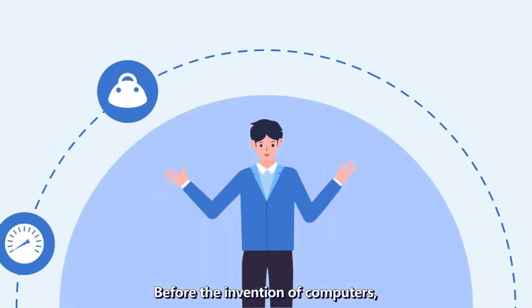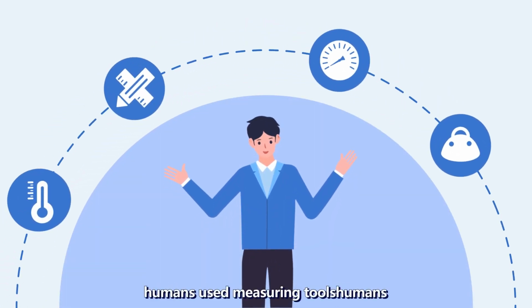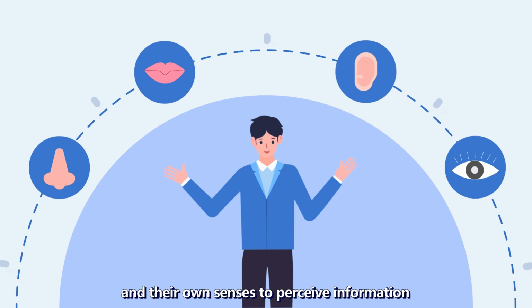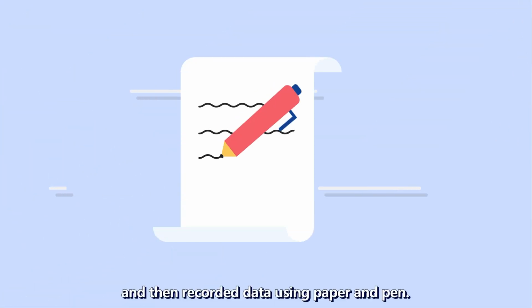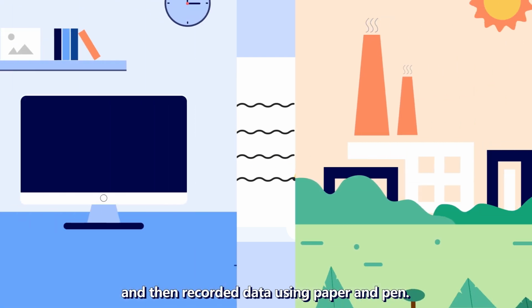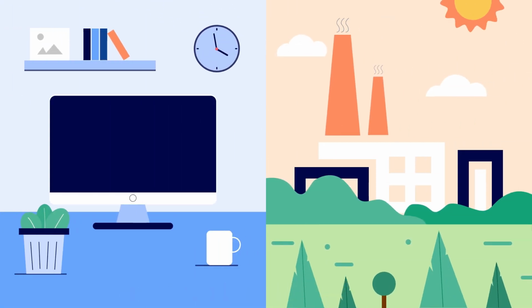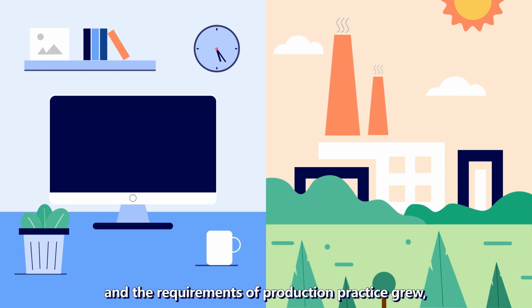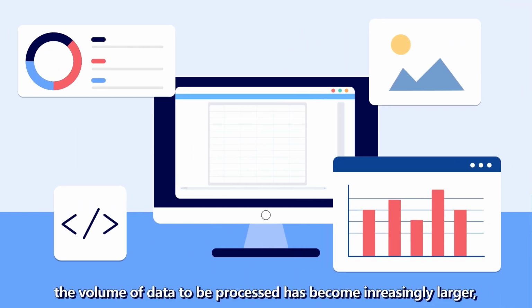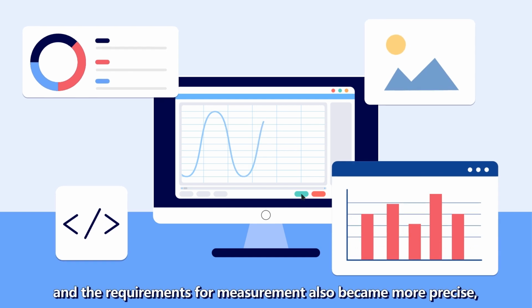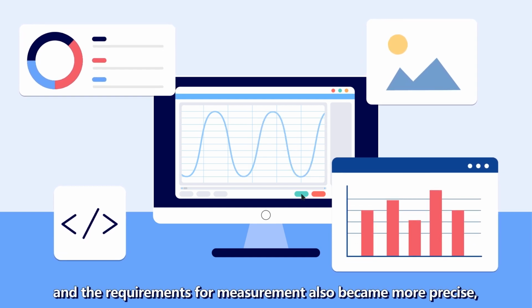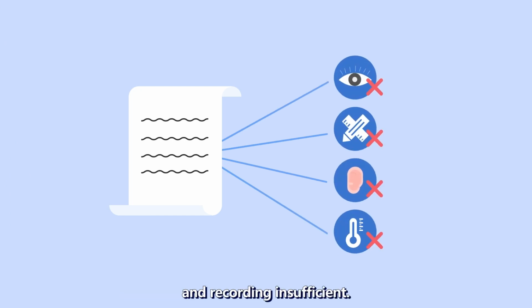Before the invention of computers, humans used measuring tools and their own senses to perceive information from the objects of measurement, and then recorded data using paper and pen. As scientific research deepened and the requirements of production practice grew, the volume of data to be processed has become increasingly larger, and the requirements for measurement also became more precise, making traditional methods of data collection and recording insufficient.